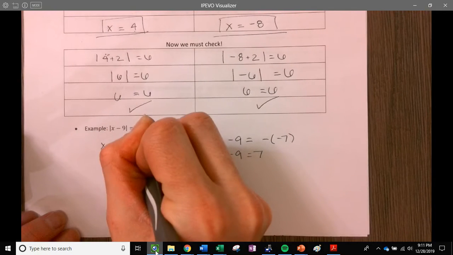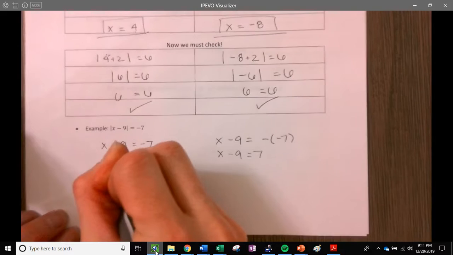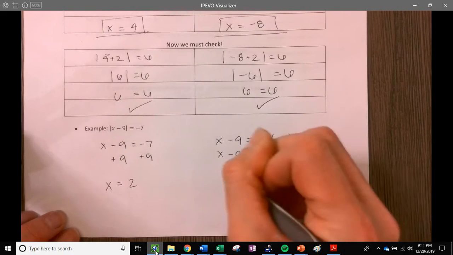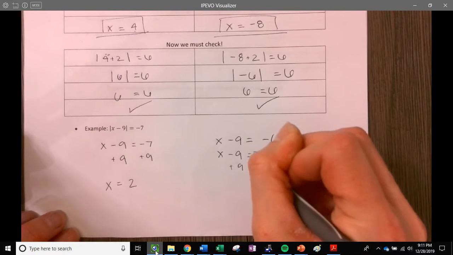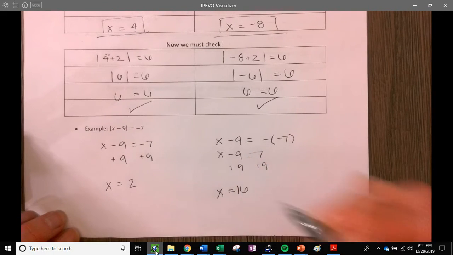So we'll add 9 and add 9. 9 and negative 7 is going to give us x equals 2. And we're going to add 9 and add 9. And this is going to give us x equals 16.